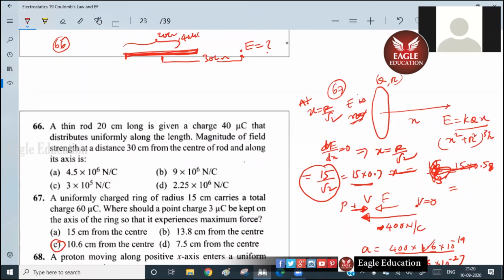All right, sir. The thing is, this is 15 centimeters, agreed, not 15, it is 20. Okay, 10 means 20 from here. No, this is 10. Sir, I took upwards, sir. I took the upwards distance 30, sir, from the center of the rod along the axis.